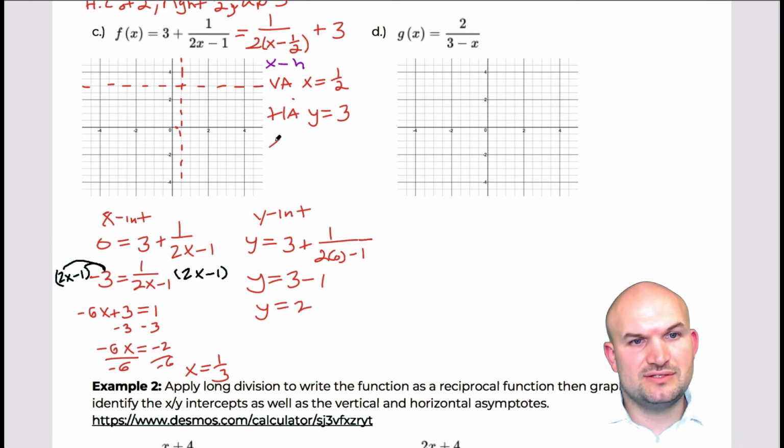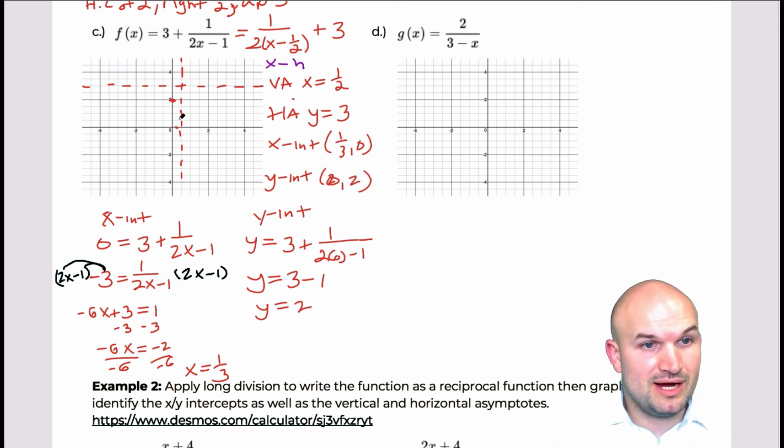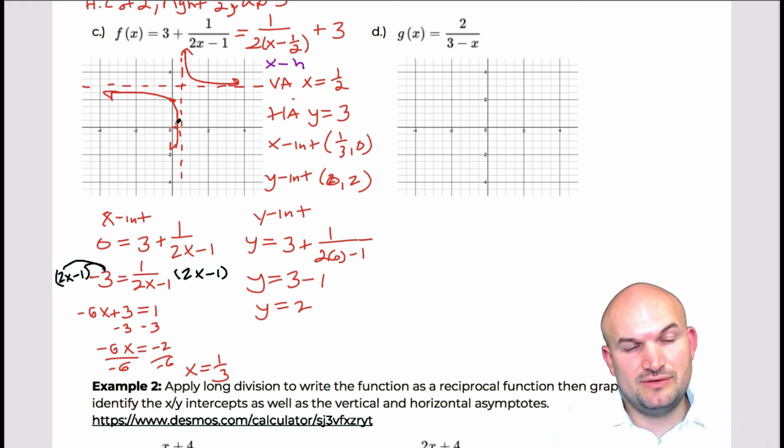So let's write these out. My x-intercept is going to be 1/3 comma 0. And my y-intercept is going to be at 0 comma 2. So there's my y-intercept, there's my x-intercept. So now I'm going to kind of sketch a graph here. It's going to look something like that. This one's not going to cross the x and y-intercept there, but you can see we already have those 2 points.